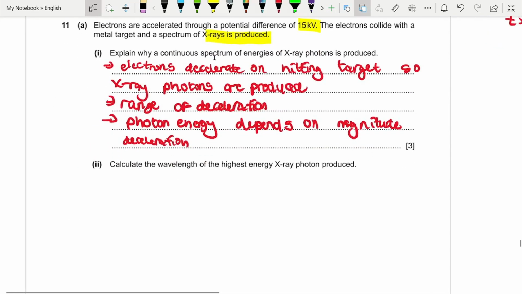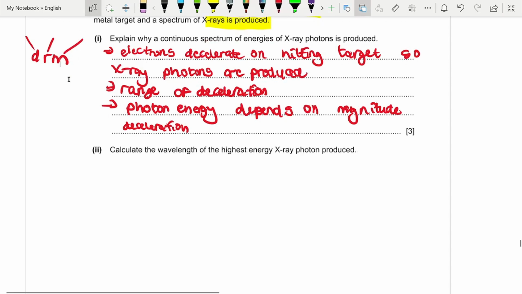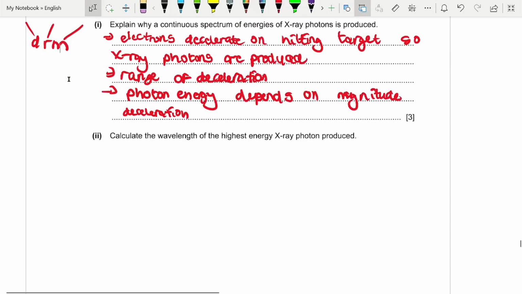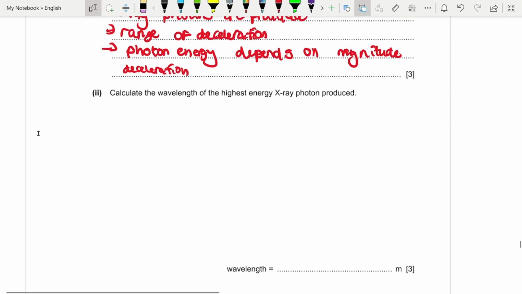But then why is it continuous? All you need to know is that electrons decelerate on hitting the metal target. There's a range of deceleration, and then the photon energy depends on the magnitude of deceleration. If you like to cram, I just call it DRM, right? Electrons decelerate, there is a range of deceleration, and then the magnitude of deceleration affects the photons. DRM, dream, sort of a little acronym that I use to remember that. D for decelerate, electrons decelerate, R for range of decelerations, and M for the magnitude of the decelerations.